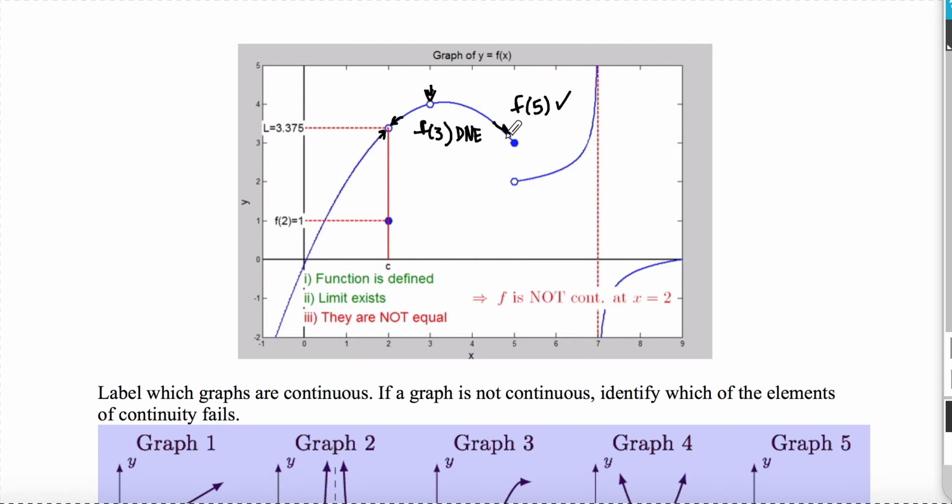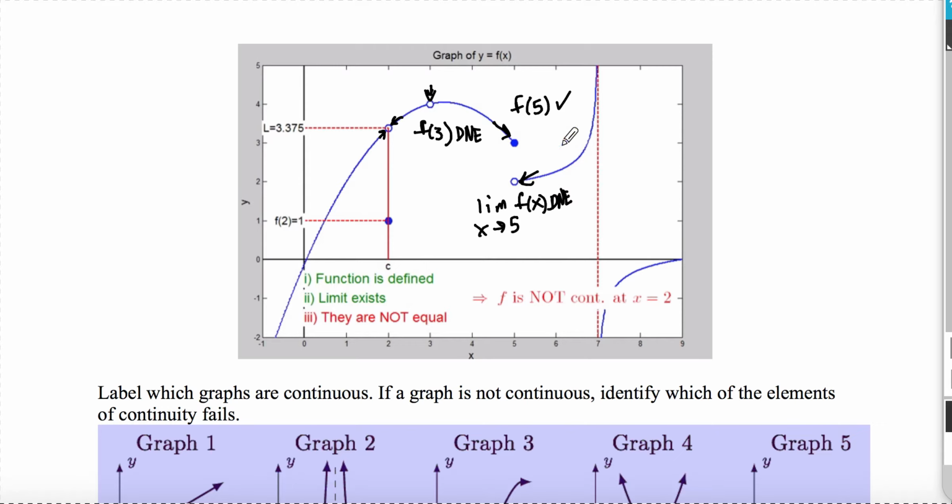But notice that the limit from the left and the limit from the right are not equal. So that means that the limit as x approaches 5 of f of x does not exist. So in this case, f of 5 would fail continuity because the limit as x approaches 5 of f of x does not exist, and we always use our proper notation.